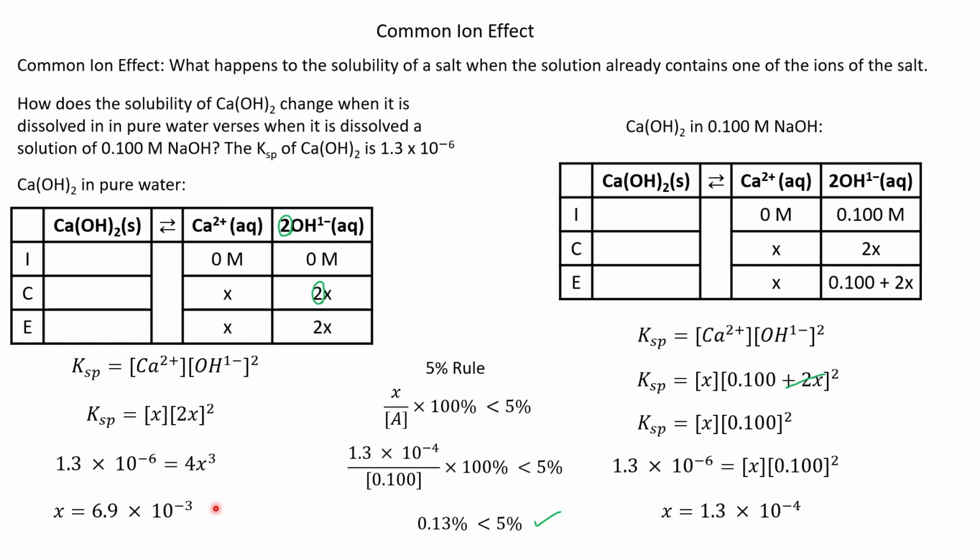Well, you can see here is my solubility in pure water, 6.9 times 10 to the negative third. Here is my solubility in sodium hydroxide, and it has actually decreased. And if you think about the fact that this is in equilibrium, if you have added product here, it's going to start to shift the equilibrium back to the reactants. Let's take a look at one more example.